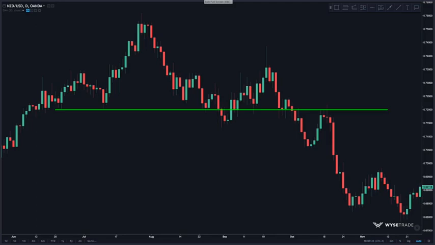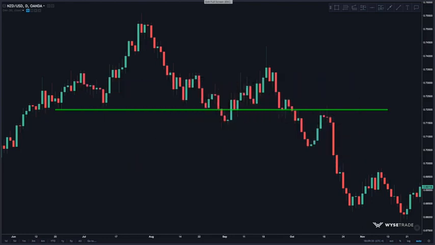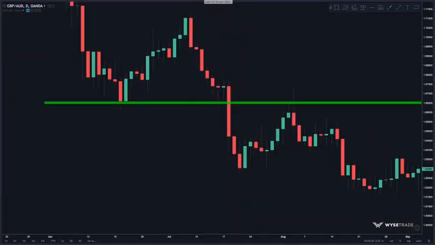Now, what kind of candles do we like to see? The first are long wick candles, and the longer the wick, the better. So notice this wick that occurs right at resistance, followed by price tanking downwards. Now again, the wick sticking out right at support and price takes off upwards. Now remember that the longer the wick is, the better.